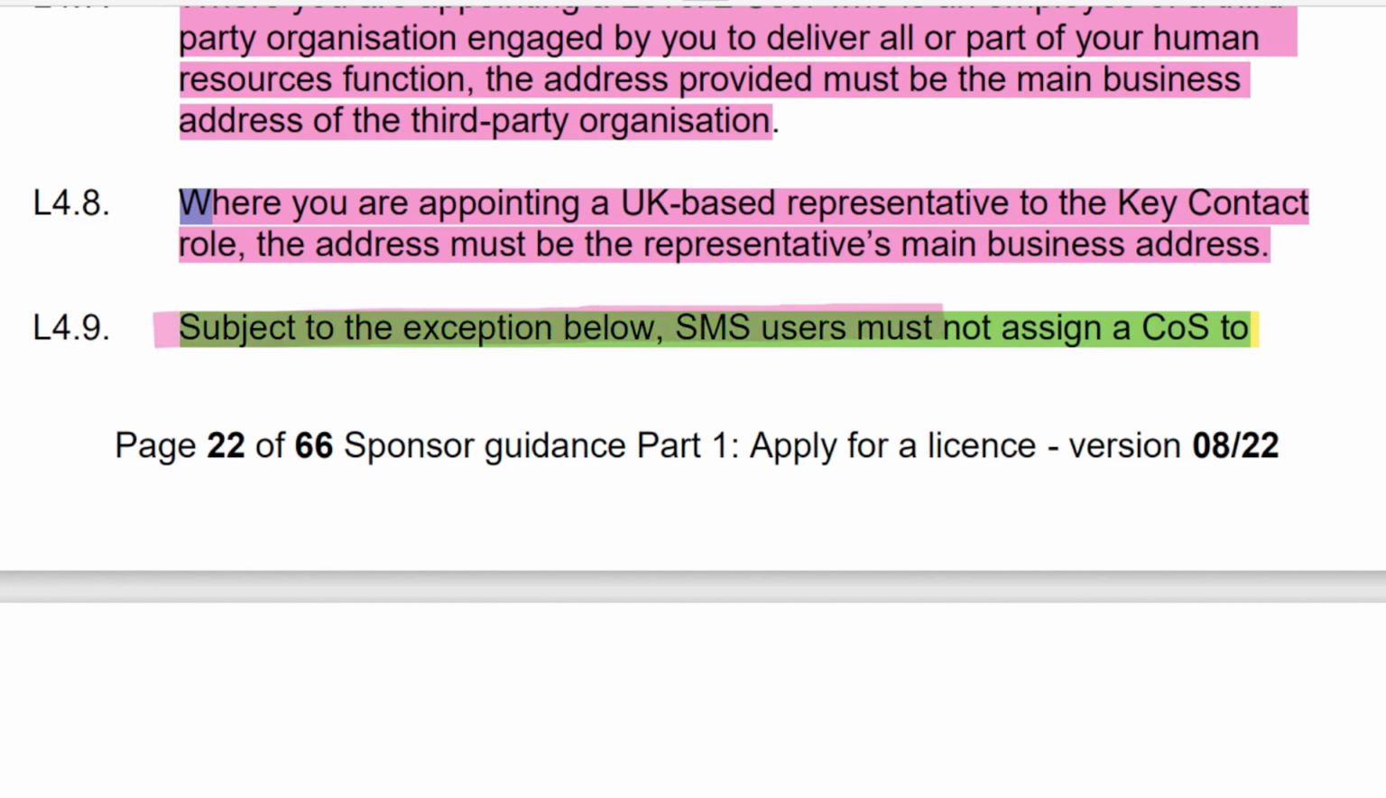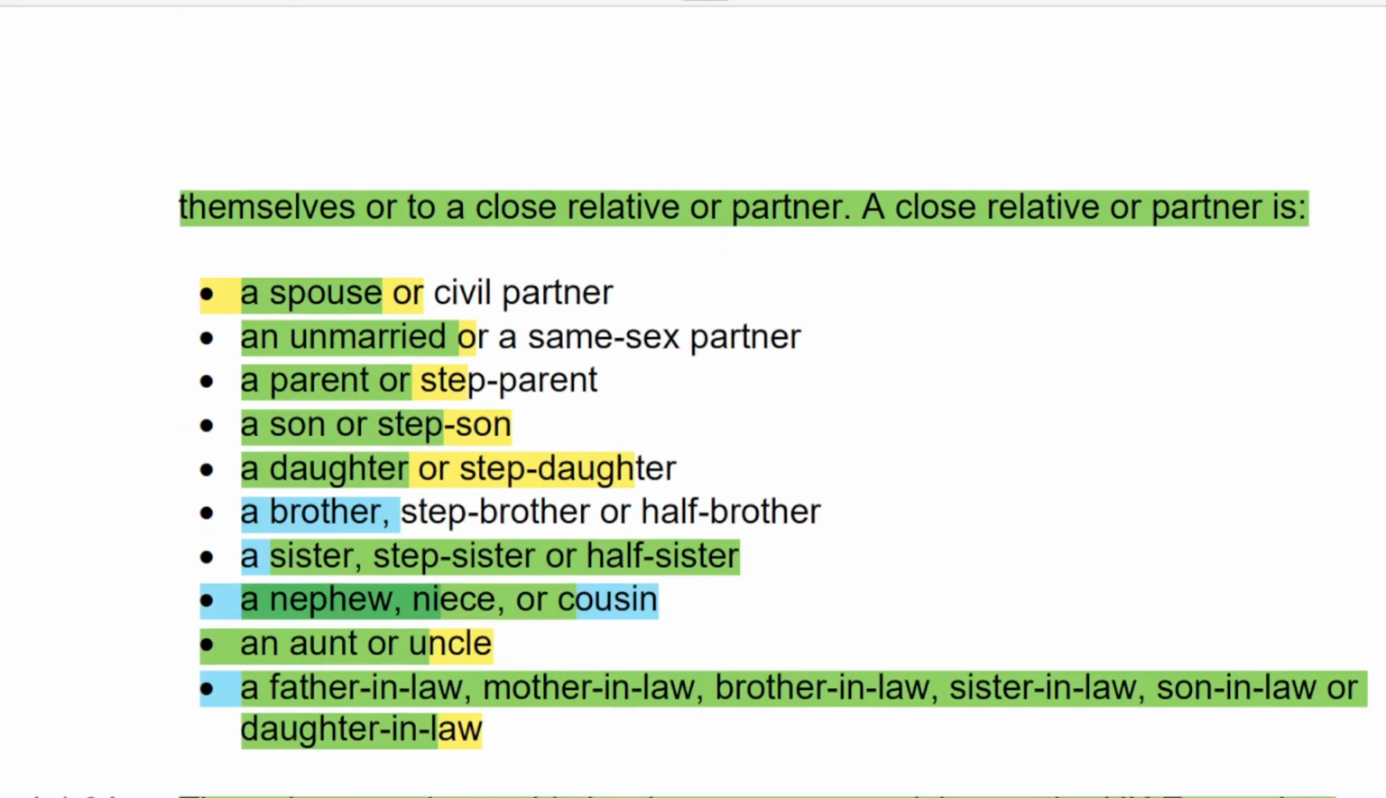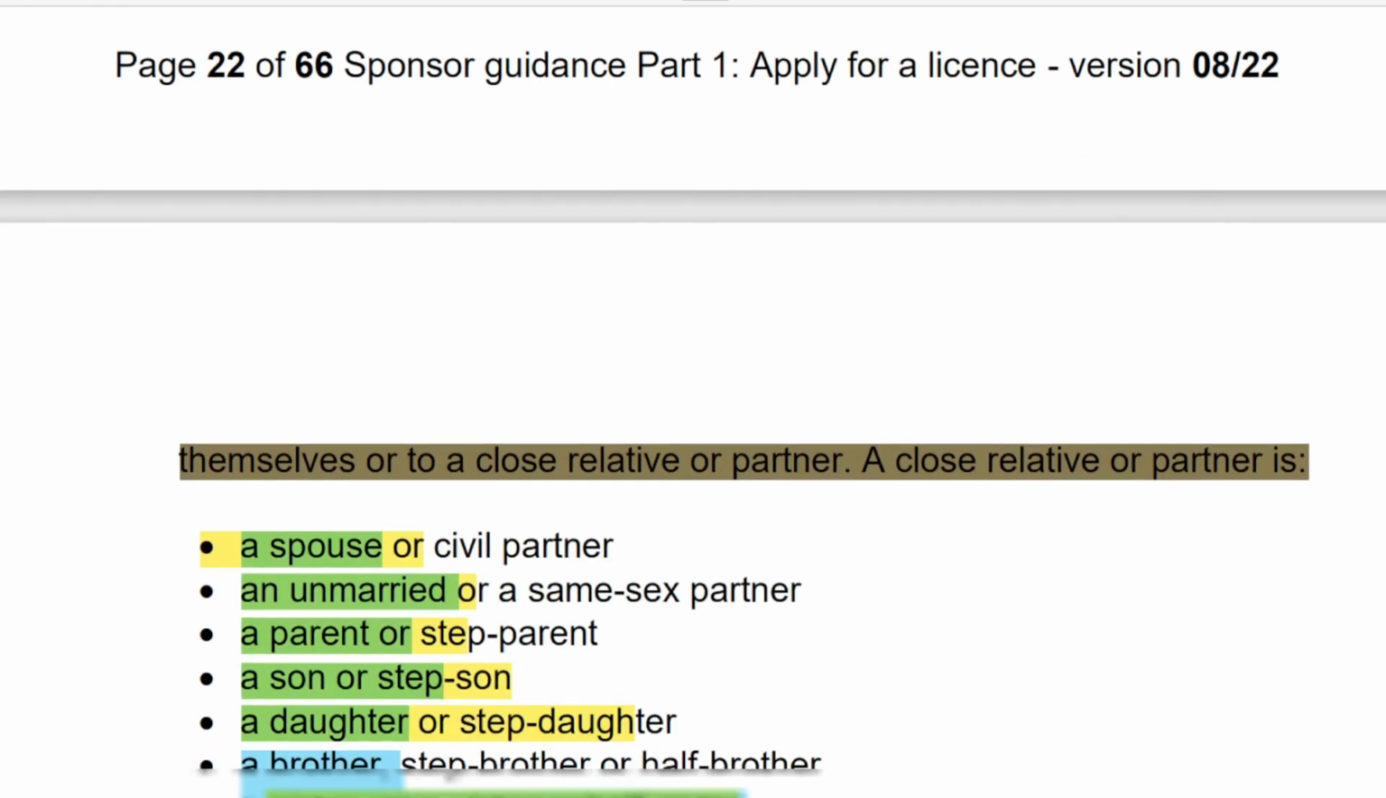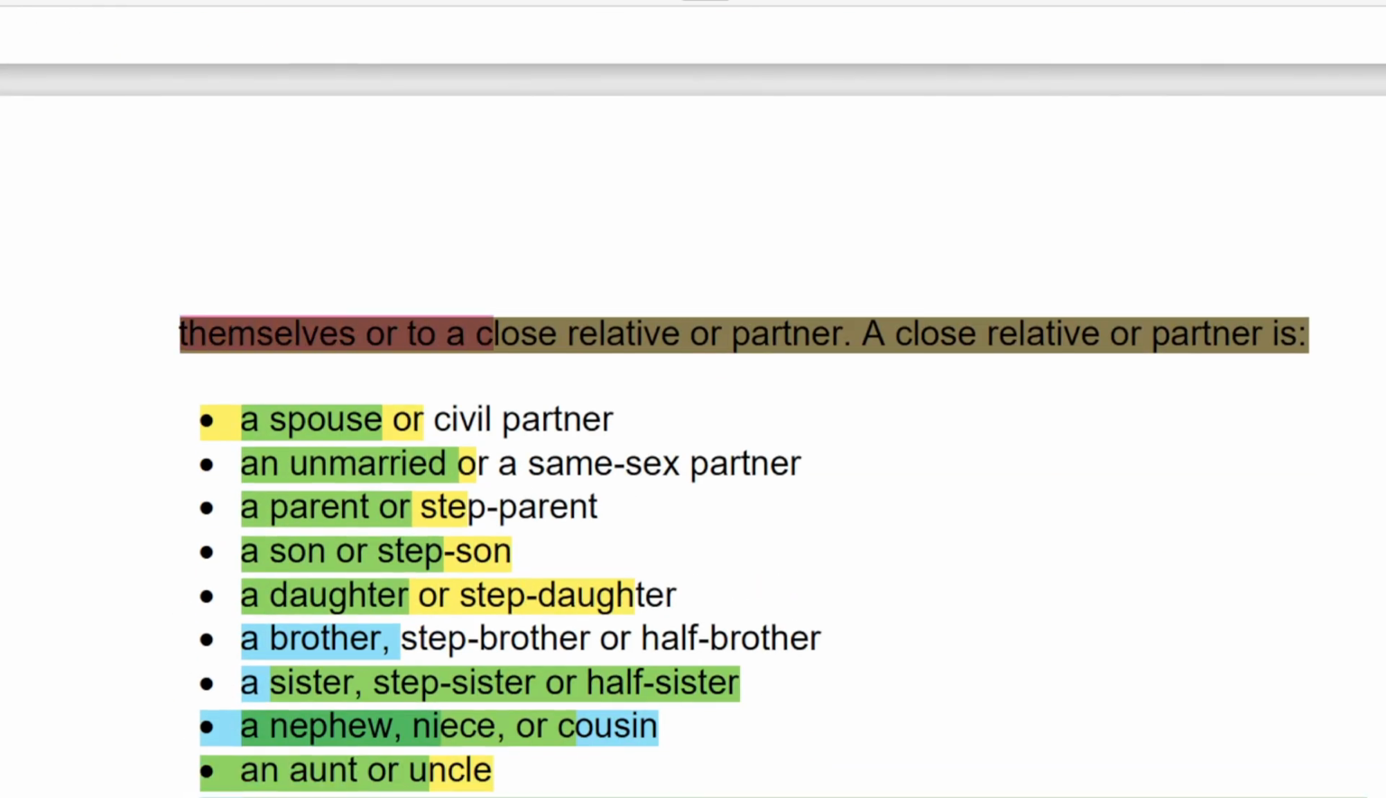Subject to exception below, SMS users must not assign a certificate of sponsorship to themselves or a close relative or partner. So now this is also another very important thing. Many applicants ask, can I sponsor my wife? Can I sponsor my dad? Can I sponsor my mother under this visa scheme? So the Home Office clearly states that subject to exception below, SMS users must not assign a certificate of sponsorship to themselves or a close relative or partner.